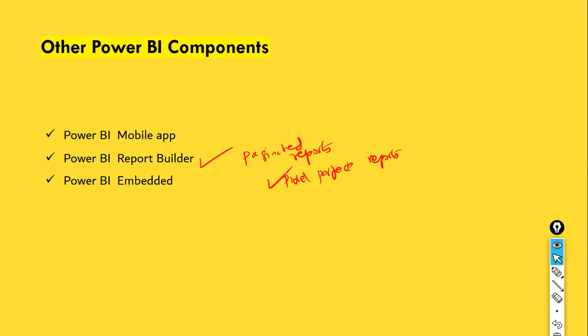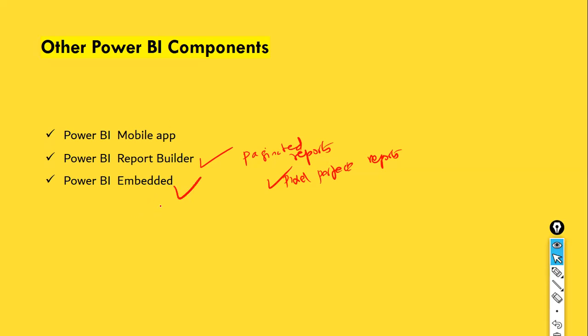So what do you mean by pixel perfect reports? For example, you have delivery notes, receipts and invoices. These require a pre-printed format. So in that case, the reports should be pixel perfect, should be very nice. By default, the reports are not pixel perfect. If you want to have pixel perfect reports, then you can go for a report builder. It involves a licensing cost. The next one is Power BI Embedded.